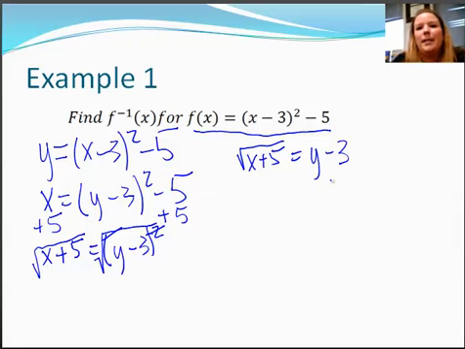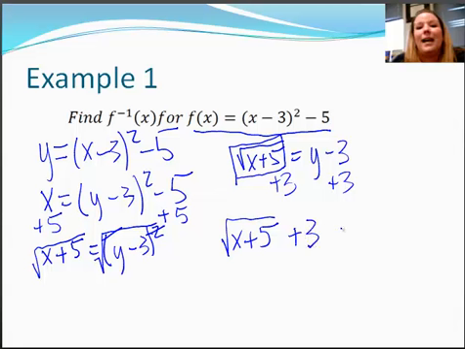Then I still want to get y by itself, so I'm going to add 3, add 3. This acts as if it's one thing, so I can't combine anything underneath it, so it's just going to be the square root of x plus 5, that doesn't change, and then plus 3 on the outside of the symbol equals y. And that would be your inverse.